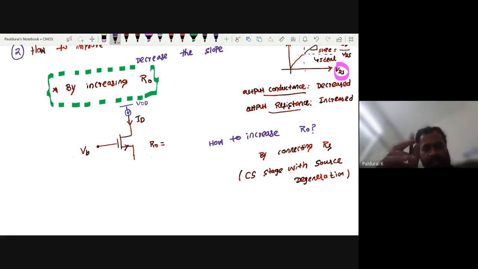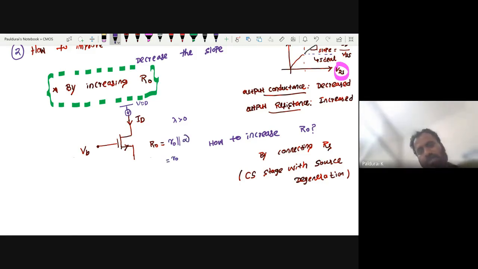If we derive it, we will get, I believe, R out. Okay, assume lambda greater than 0. So R out parallel with, what about this guy? What is the internal resistance of the current source? It is infinite. So you will get R out.